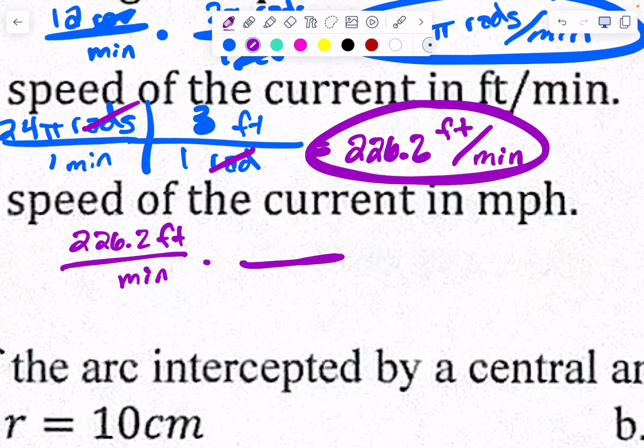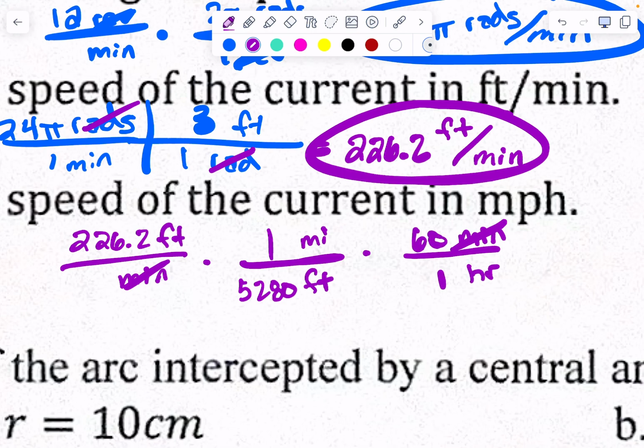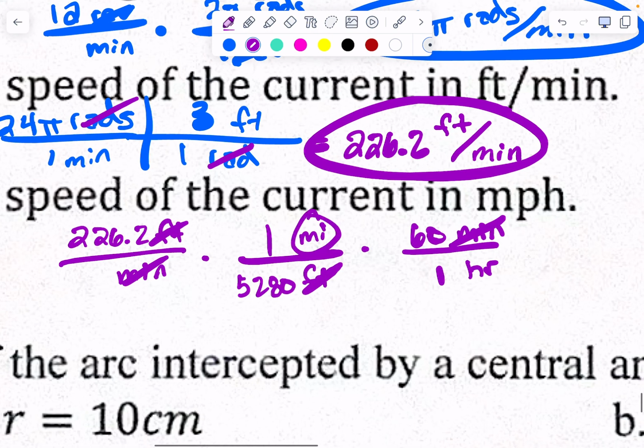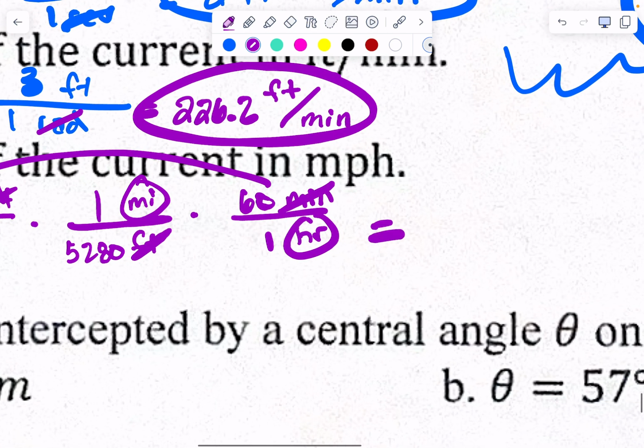Do you know how to do this? Feet to miles is 1 mile to 5280 feet, yeah? Okay, I want to convert minutes. Does minutes go on the top or the bottom? Top, because I want minutes to cancel, right? And then this is hours, okay? 60 minutes per 1 hour. Do you guys know how to do that? Yes, okay. Feet, so now I am in miles per hour. So this times 60 divided by 5280, and you get 2.57 miles per hour.